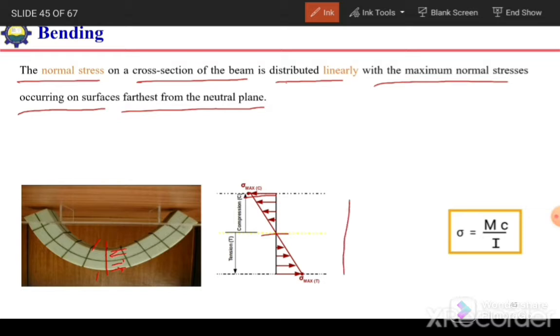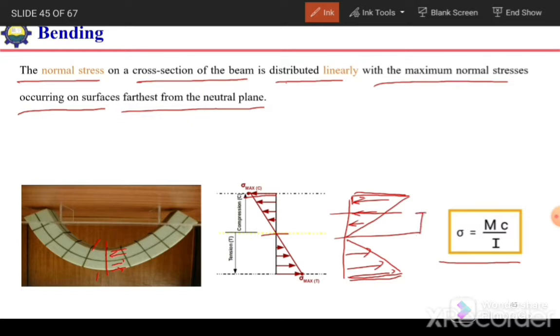We can also draw it like this. Here it is compression, forces toward the section, and here it is tension. And their extreme value, or the highest value, is at the extreme fibers. And we can calculate the stress at any location by using this relation. Sigma is equal to My over I. Here the y is the distance from the neutral axis up to the point where we want to calculate the stress value.